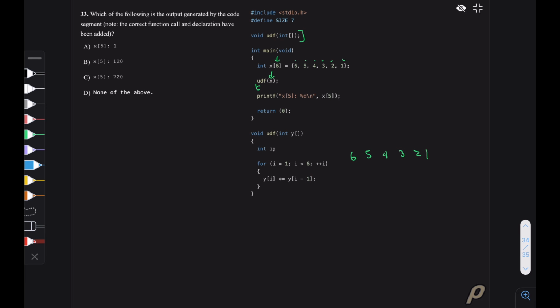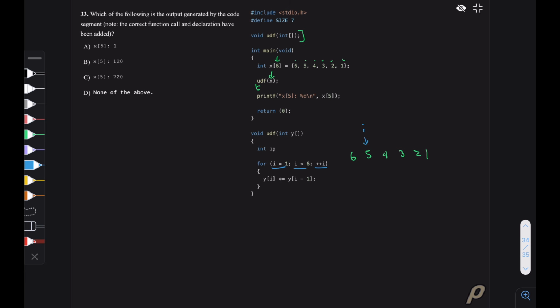Our i, we start at i equals 1, and we're going up to less than 6. So basically, we're going to the end of the array, and we're incrementing by 1. The plus plus i versus i plus plus does not matter for a for loop. It does the same exact thing. So we look here, we're referencing i. So let's keep track of where our i is. So this is our i.